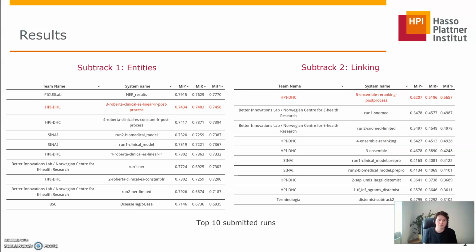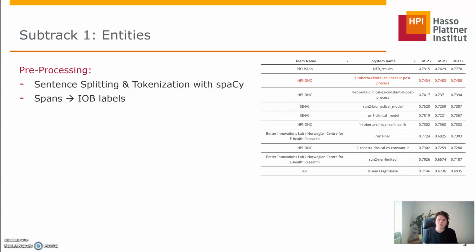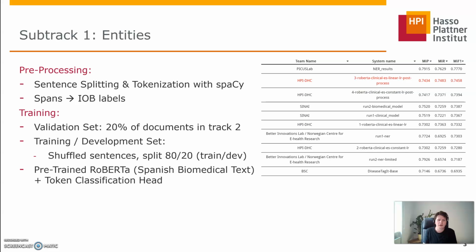with Subtrack 1 entities. Here our approach is actually rather a standard approach and similar, I guess, to what many of the other teams have done. For pre-processing, we applied sentence splitting and tokenization with spaCy and transformed the span-based annotations to token-based IOB labels, which allowed us then to use the data with off-the-shelf named entity recognition models like one from Hugging Face.